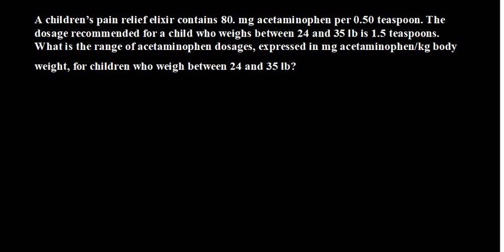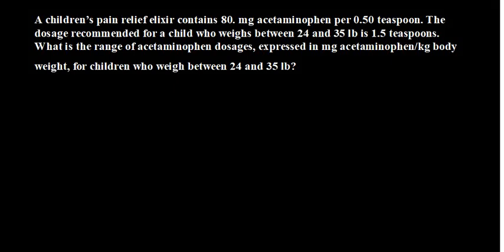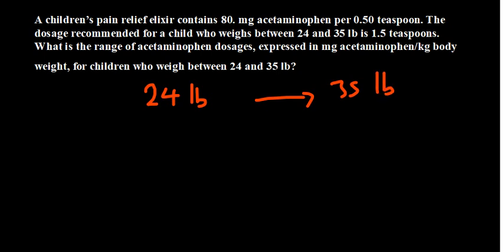So what is the range of acetaminophen dosages expressed in milligrams? So what is acetaminophen per kilogram body weight for children who weigh between 24 and 35 pounds? So it's kind of a range. Okay, so you're trying to find the range, 24 pounds all the way up to 35 pounds. So how do you get to answer it? It's supposed to be how much of the dose of acetaminophen per kilogram body weight.